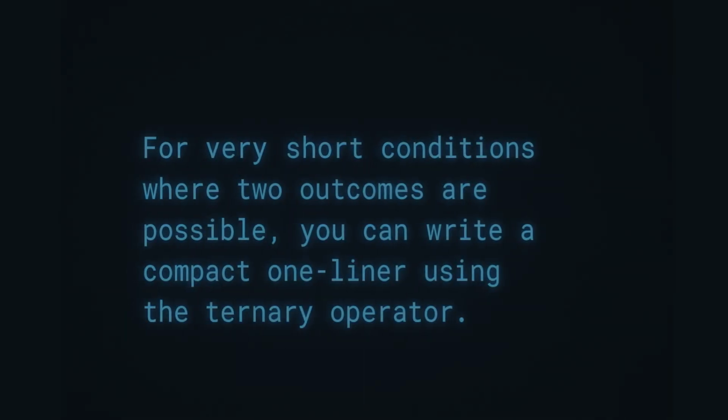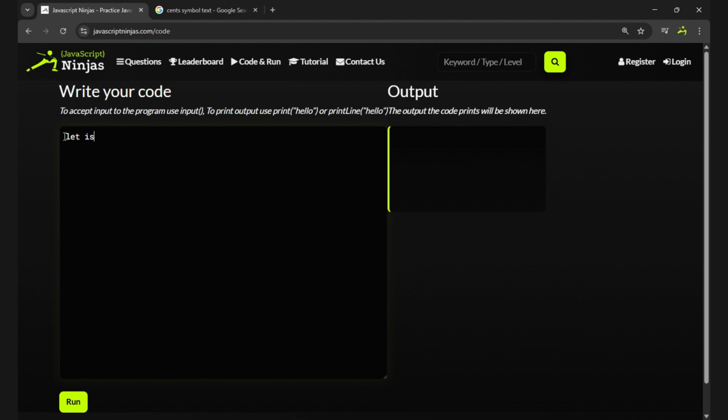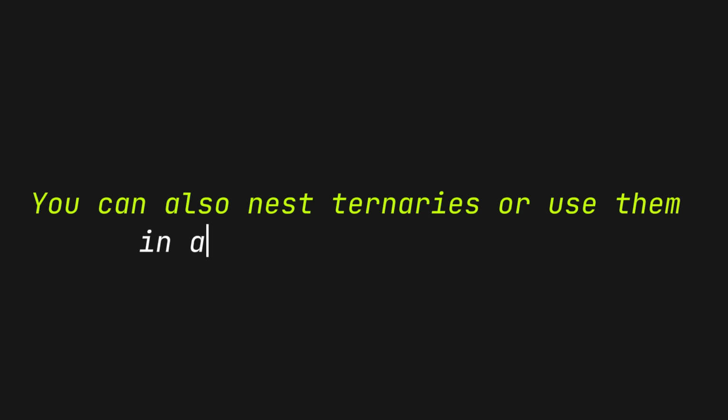For very short conditions, where two outcomes are possible, you can write a compact one-liner using the ternary operator. let isMember = true. Print isMember ? "member price" : "guest price". Output: member price.